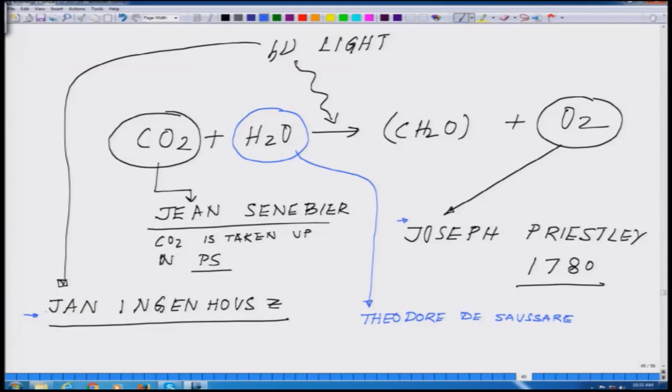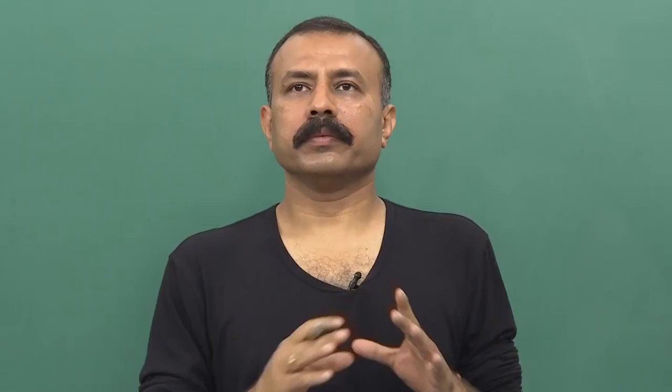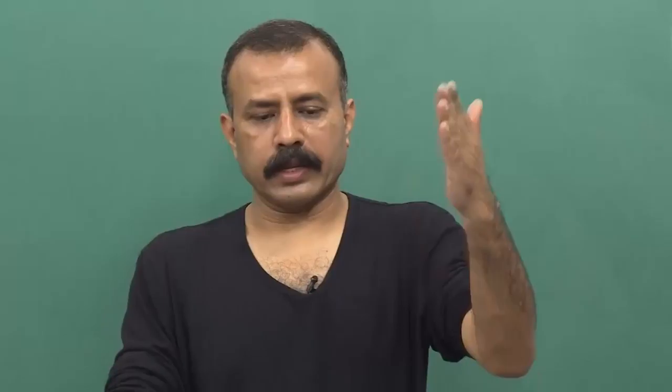Okay. And all these, so you see Joseph Priestley here, this is around 1780, very similar. Jan Ingenhuis worked at the same time, Jan Sennebier just soon after that, and then Theodore de Saussure, who talked about the role of water. And the final contribution was made by Julius Robert Meyer. What Meyer says was, the plant takes in one form of power, that is light, and produces another form of power called chemical molecules.